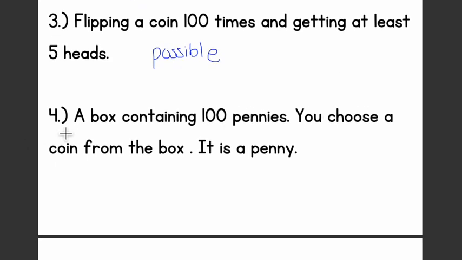Let's get number 4. A box containing 100 pennies. You choose a coin from the box and it is a penny. Well, since every coin in the box is a penny, that means that this is a guaranteed penny. So this is certain, because we're 100% sure of the outcome.